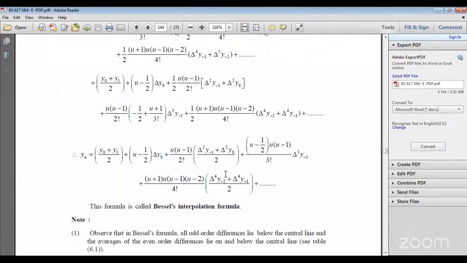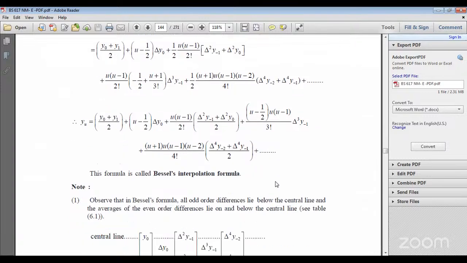So y is equal to y naught plus y1 by 2, plus u minus 1 by 2 del y naught, plus u into u minus 1 by 2 factorial del square y minus 1 plus del square y naught by 2, plus u minus 1 by 2 into u into u minus 1 by 3 factorial del cube y minus 1, plus u plus 1 into u into u minus 1 into u minus 2 by 4 factorial del power 4 y minus 2 plus del power 4 y minus 1 by 2. And what we are taking: y0 plus y1 by 2, u minus 1 by 2, and u into u minus 1 by 2 factorial. So all the del square y minus 1, del square y naught are taken, and del cube y minus 1 is taken.